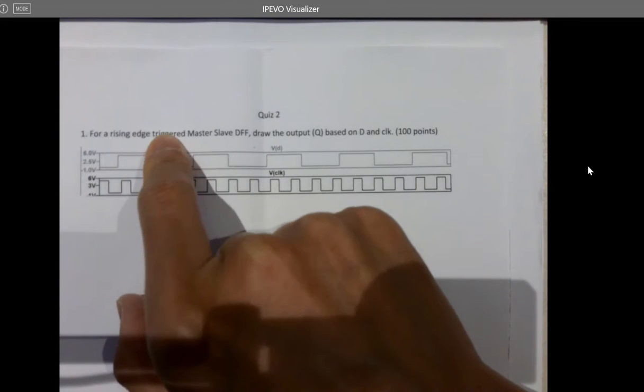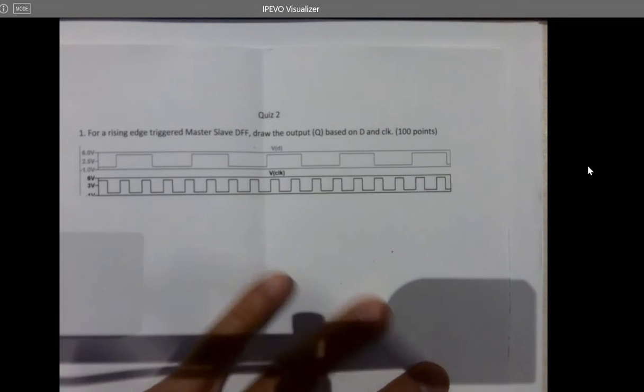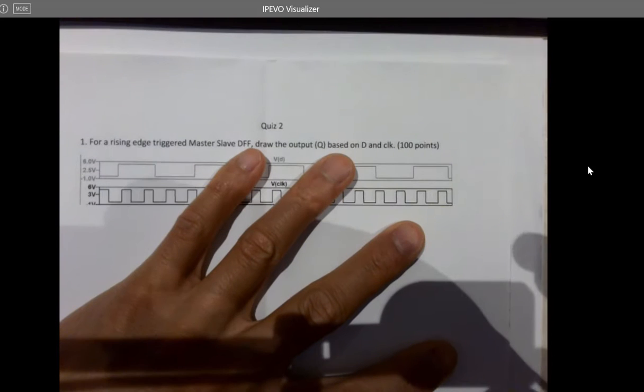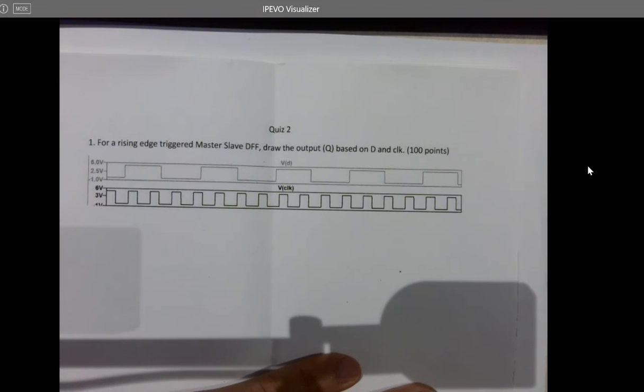It's a rising edge trigger master slave D flip-flop. So the schematic should show up in your mind, right? What that looks like. You have 2 D flip-flops, 2 stages. A master stage and slave stage. And it's rising edge trigger, which means the clock has to be inverted. The clock is being inverted for the first stage, and the clock is directly sent to the second stage to trigger that change for the Q.